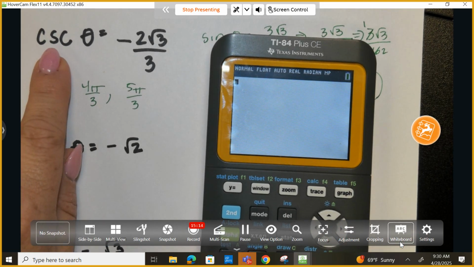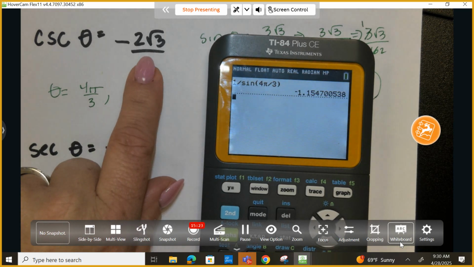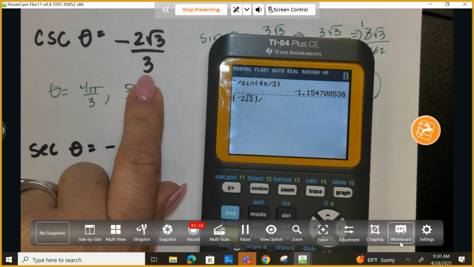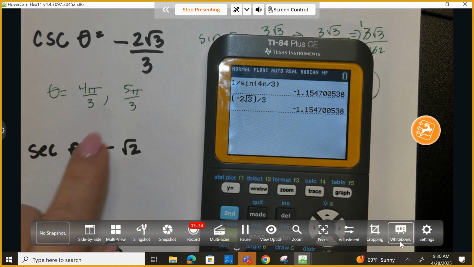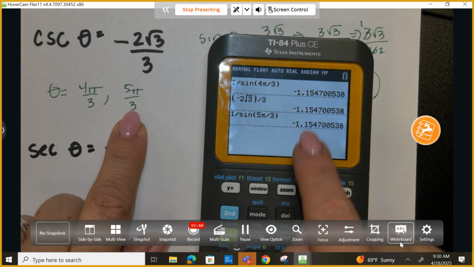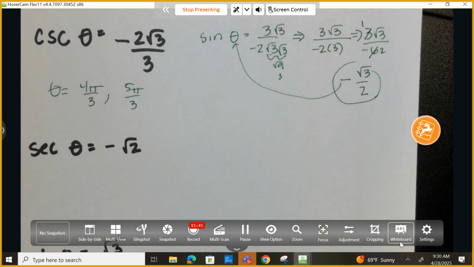So I know that I'm going to type in 1 divided by the sine of 4 pi divided by 3. And I want to know if that's equivalent to this. Let's check. Negative 2, oh, I got to put in parentheses. Negative 2 square roots of 3 divided by 3. And we can see that they're equal. Let's try the next one. 1 divided by the sine of 5 pi divided by 3, and we can see it's also equivalent to the right-hand side. So I believe my answers are correct.